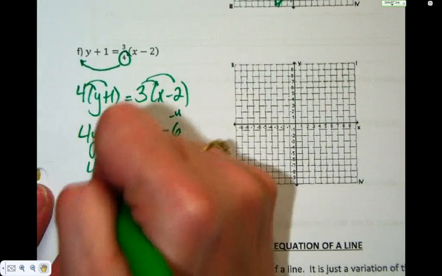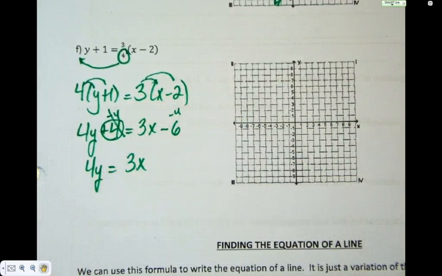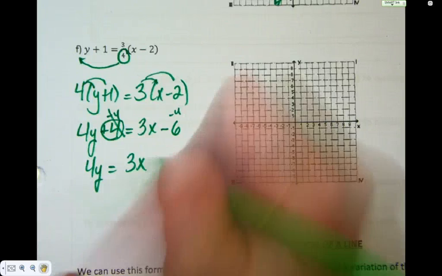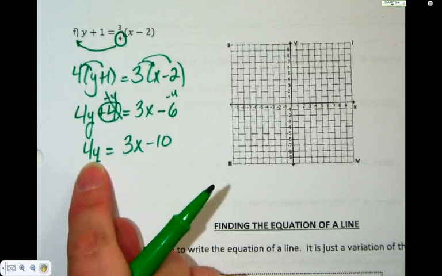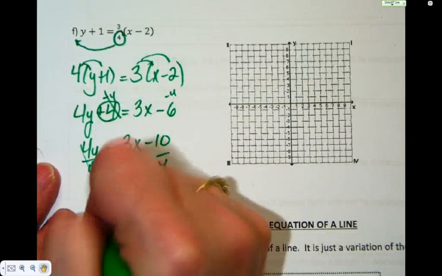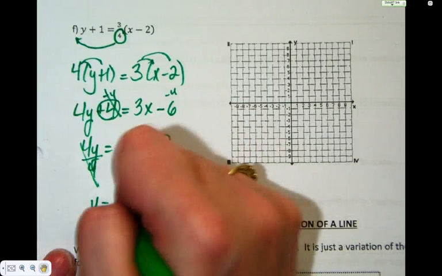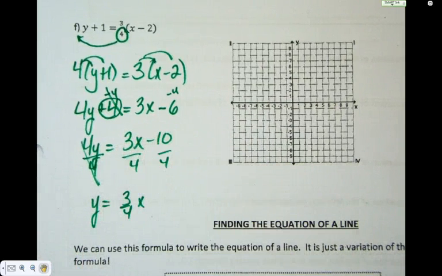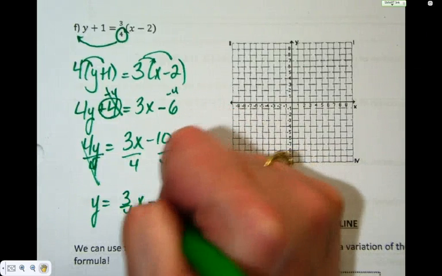So on the left, I still have the 4y. On the right, negative 10, confirm. How do I get rid of a coefficient of 4? If I divide something by 4, I have to divide everything by 4. Can I reduce or divide evenly 3/4? Nope, so I'm just going to leave it as 3/4. Can I divide or reduce 10 on 4? Okay, what is it reduced to? 5/2.